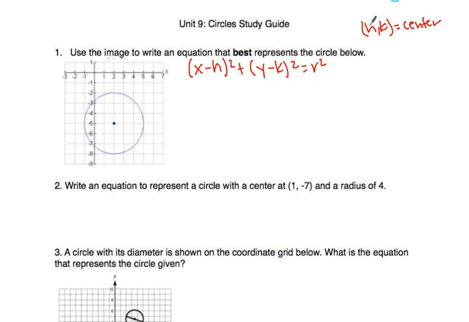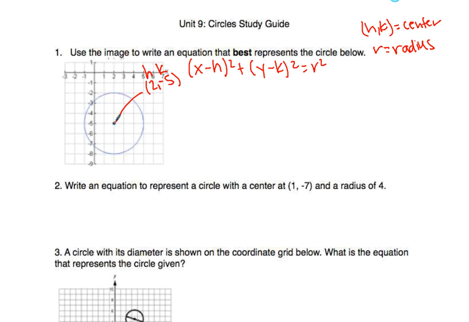And so your h would be the x coordinate for your center, the k would be your y coordinate of the center. Your r represents your radius, the distance from the point in the center to the outside. So looking at the picture, you can find the center by looking for the point that lies directly in the middle of the circle. This center point is at positive 2, negative 5. So the coordinates for the center are (2, -5). That means because your h is really your x, your h is 2, and because your k is really your y, your k is negative 5.